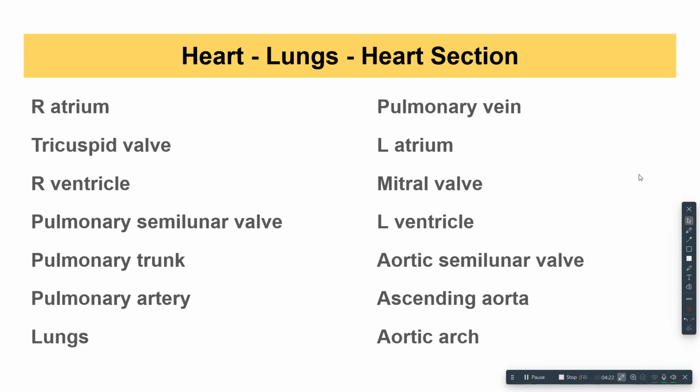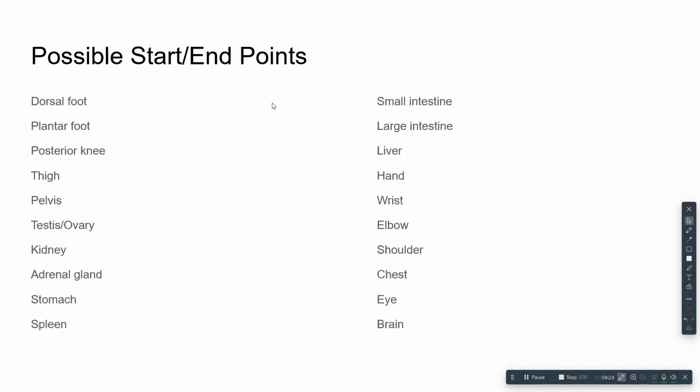Okay, here are some possible start and end points. You should look at your models and your pictures for both arteries and veins. You should know your map. If you know your map, you can go from any of these places back to the heart, or you can go from the heart to any of these places.